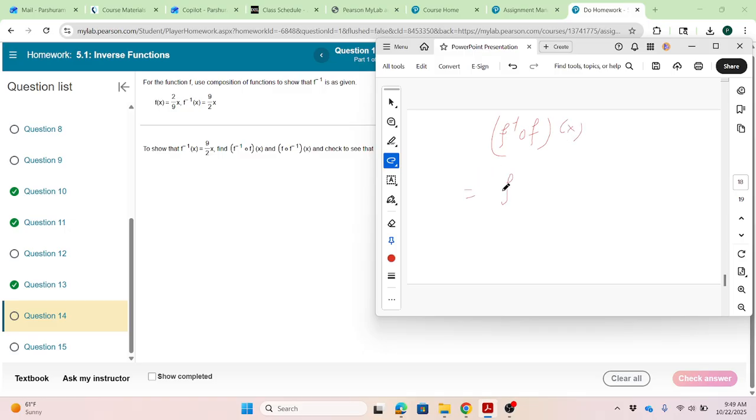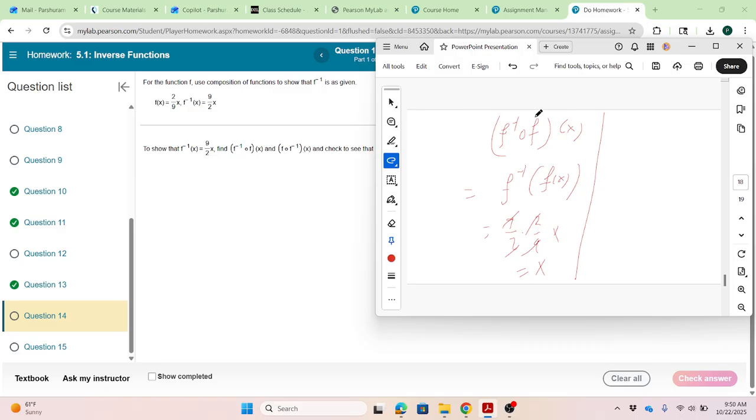This is finding the value of f inverse. Go to the f inverse and replace this x by the value of the function. That's the meaning of this. Wherever you see x, replace that x by the original value of the function, which is 2 over 9x. If you simplify, that gives you x.